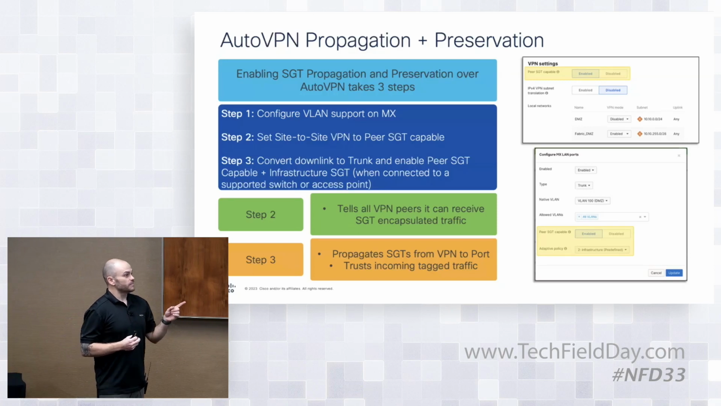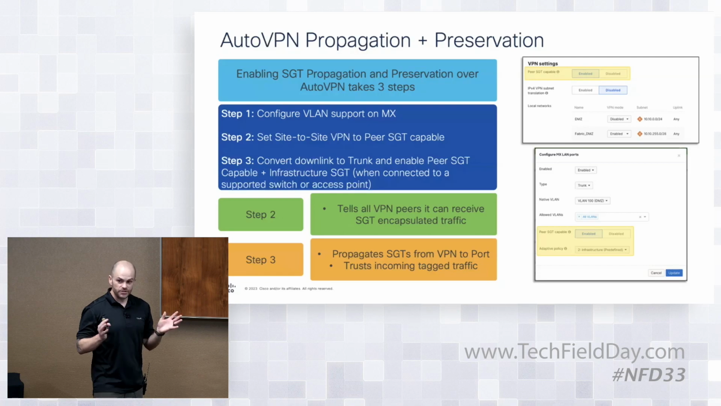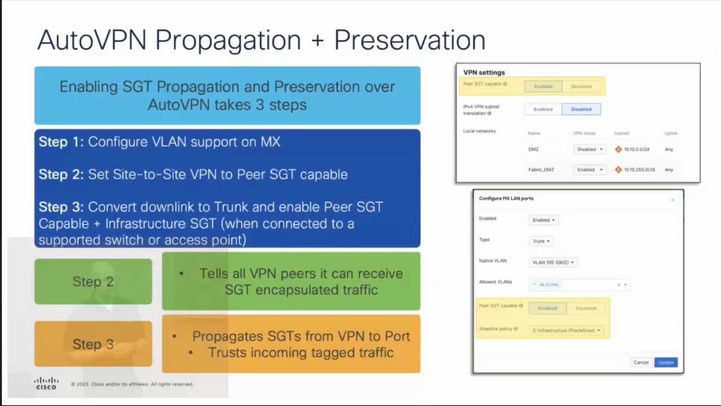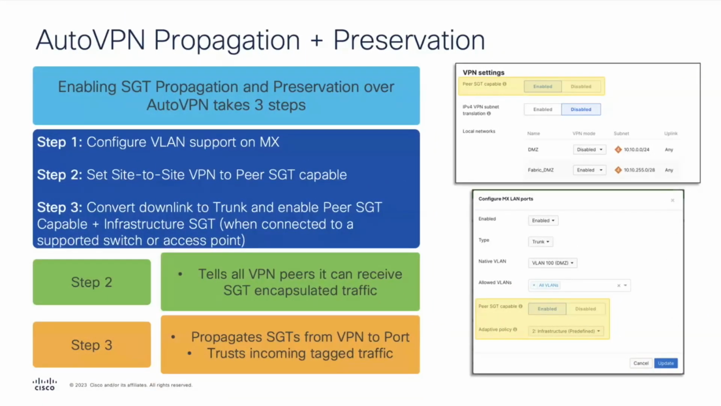But yeah, back to this real quick. I mean, we tried to make sure as well that propagation and preservation over VPN isn't hard. I've seen so many different implementations of VPNs. I've built so many of them. I think AutoVPN is probably the easiest VPN solution I've ever worked with. And carrying SGTs isn't much more difficult.